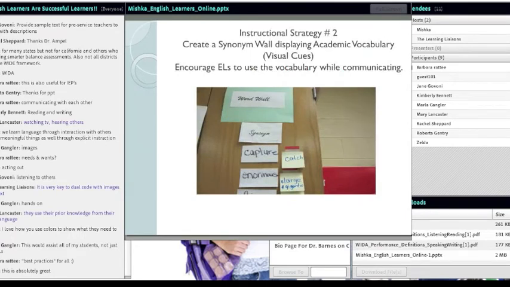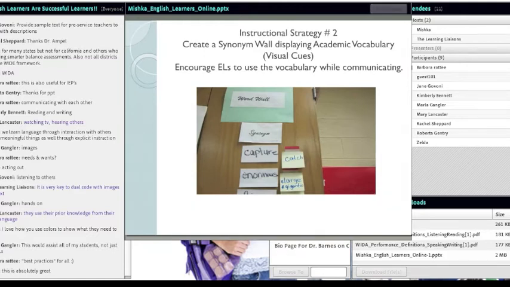So our second instructional strategy would be to create a synonym wall. And if you look, you will see that I have an example of that. You have to encourage ELs to use the vocabulary while communicating. So while generating conversation in the classroom, I will encourage ELs to use the synonyms. But I'm not talking about the simple words like catch or large or gigantic. I'm talking about the actual vocabulary like capture, enormous. They have to use the actual vocabulary when communicating in the classroom, but we have the synonyms there so that they can have a point of reference.